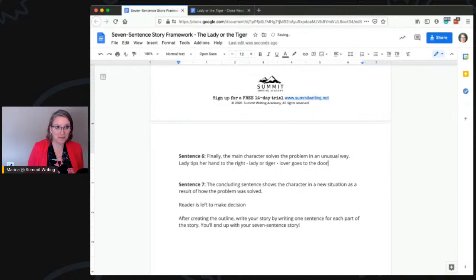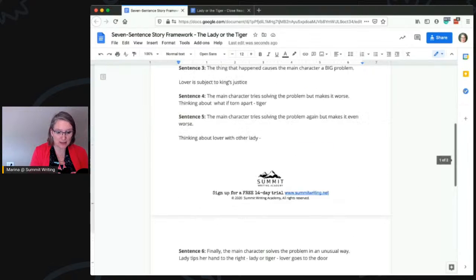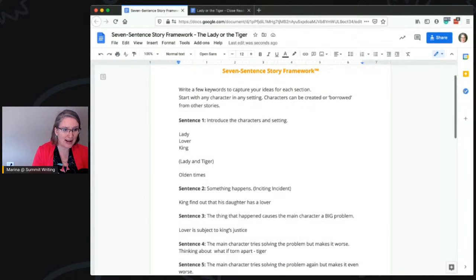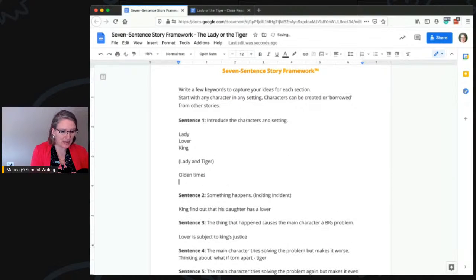All right. So as we're writing a 7-sentence story, first you go through and you jot down the main ideas so you have an outline. And then we're going to go back now and create sentences for each of those. So let's do that now. Here we go.